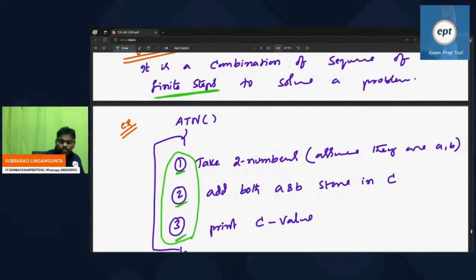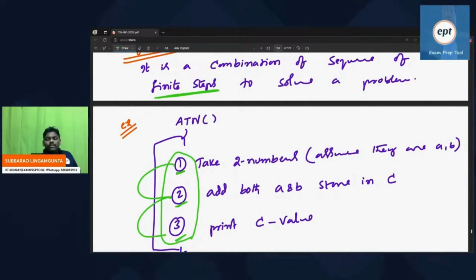What about sequence? After 1, 2 will come. Without taking two numbers, how can we add them? Next one, without getting the result, how can you print it? Order is also important. When you say it is an algorithm, finite steps should be there, and it is a combination of them. It is a sequence: first one will execute, after 1, 2 will execute, after 2, 3 will execute. Mostly order is there. Without taking numbers, how can I add? Without getting the result, how can I print? So this is the order.